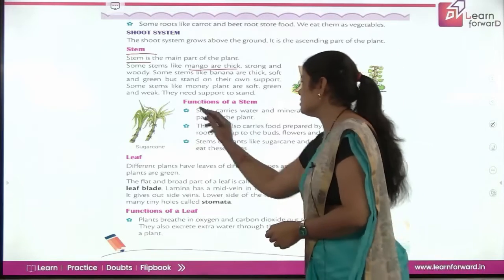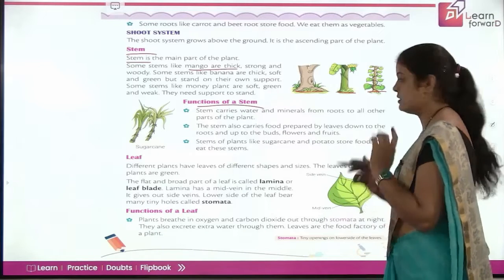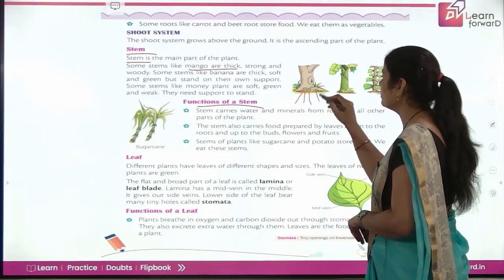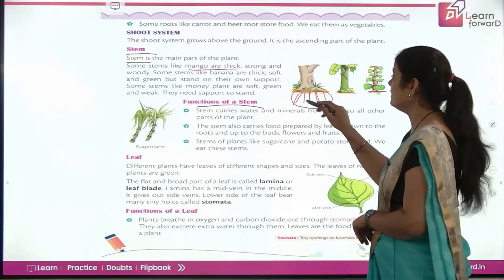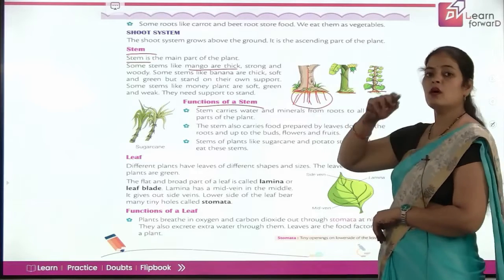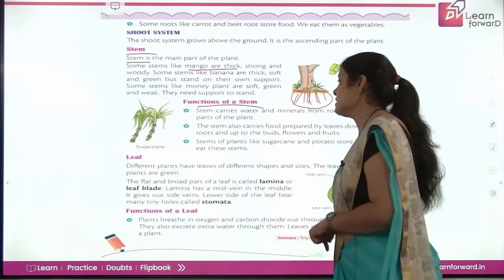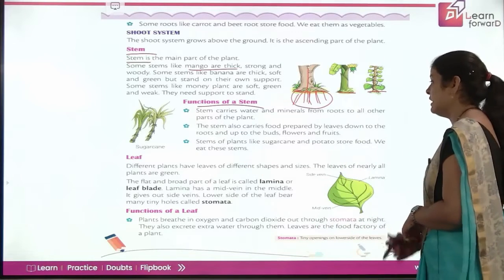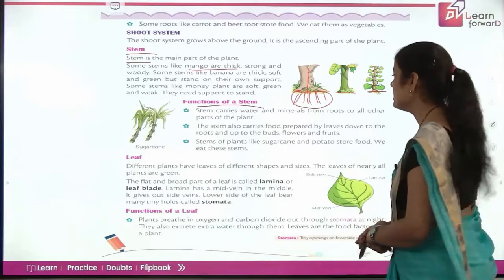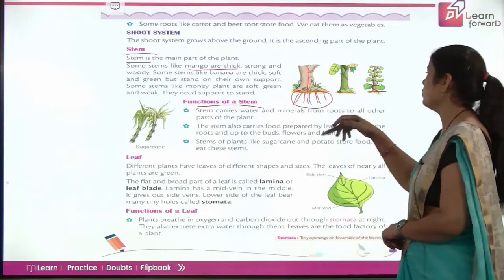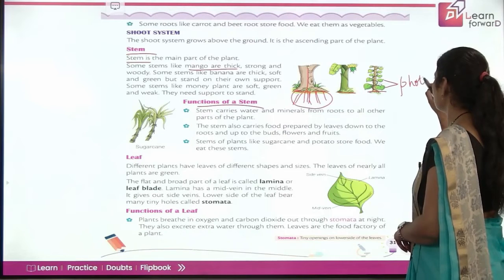Now, what are the functions of the stem? Stem carries water and minerals from the root to all other parts of the plant. So, remember what is present below the ground? There are roots, and these roots are getting water from the soil and sending this water to the stem. Now, stem is going to distribute it to the entire plant. Next, the stem also carries food prepared by leaves down to the roots and up to the buds, flowers and fruits. You all know that leaves prepare food by the process of photosynthesis.